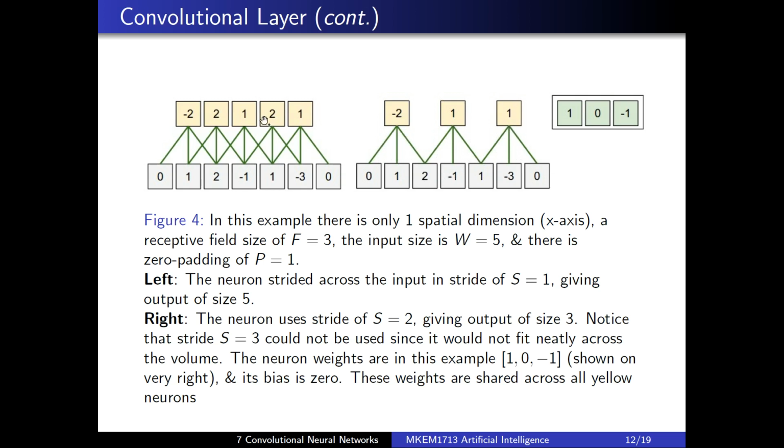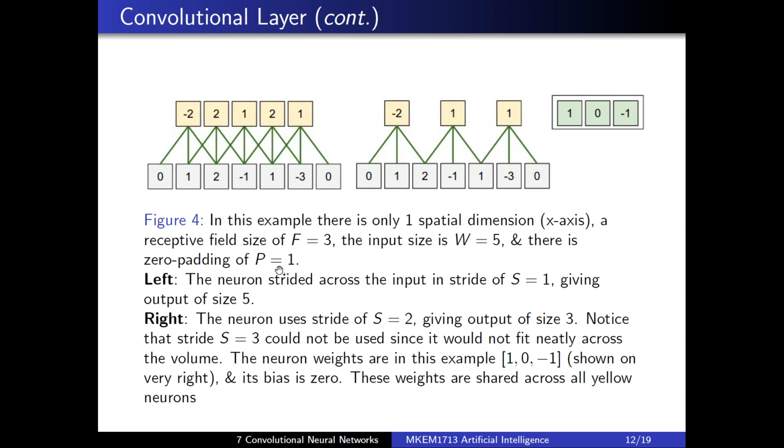So the number of neurons in our convolutional layer really depends on receptive field, stride, and zero padding. Notice that stride equals 3 could not be used since it would not fit neatly across the volume. If I say stride S equals 3, and I move this window 3 times, 1, 2, 3, this will be covered and connected to 1 neuron. If I move again 3, 1, 2, 3, I have only one neuron left. So that's why I cannot have S equals 3.